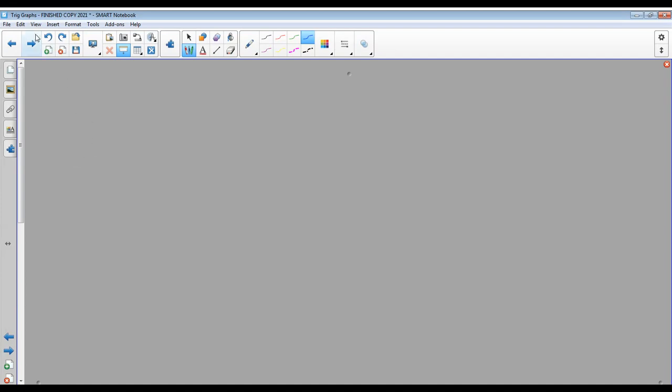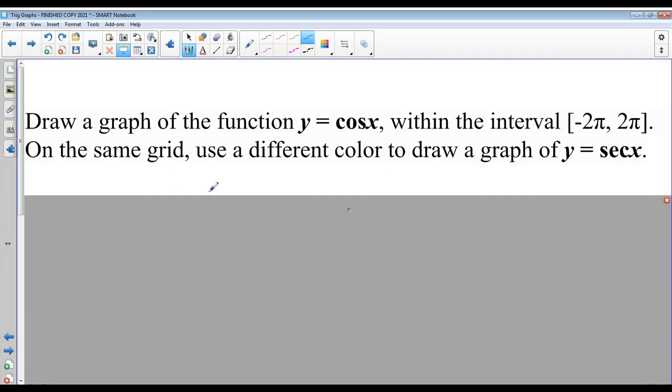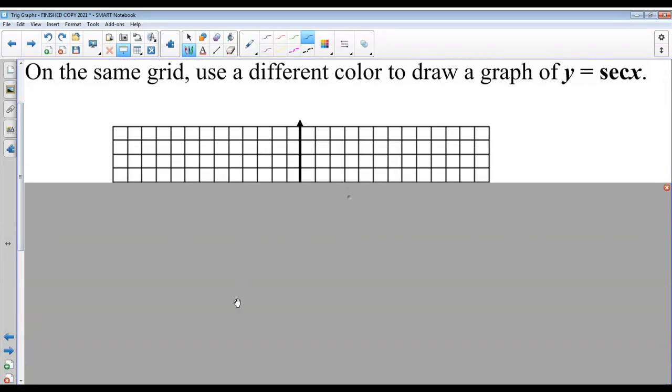Let's do secant. So the same thing's going to happen. So hopefully you graphed cosine x. If you didn't, please do it now. And I kind of went quickly through that before. I hope you guys were good with your sine graph. We should be good at this point.